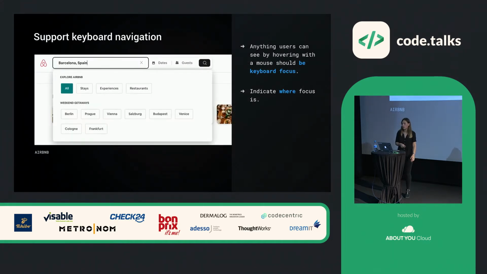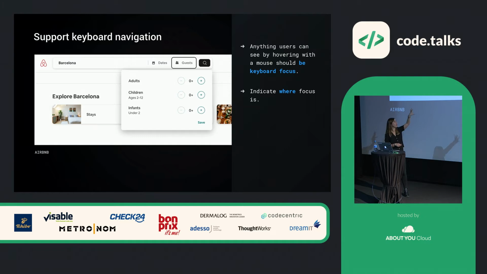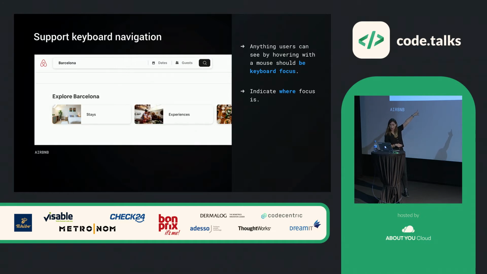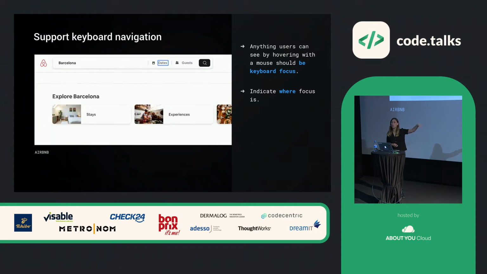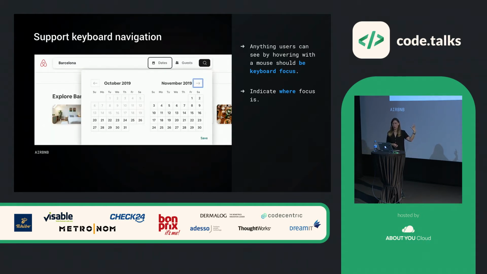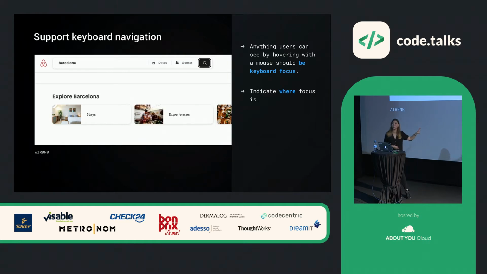Okay, it's not playing, but basically here it's showing Airbnb using the tab system through the different pages, and it's showing the different areas. It's working here, actually. Oh, sorry, it's not working on my screen. Okay, so as you can see, it's going through the different tabs, and it's showing where you are at all moments. Anything that users can see by hovering with the mouse should be focusable with the keyboard. And it's also very important that we indicate where the focus is. Using this focus ring is really essential for people to understand how they are navigating.